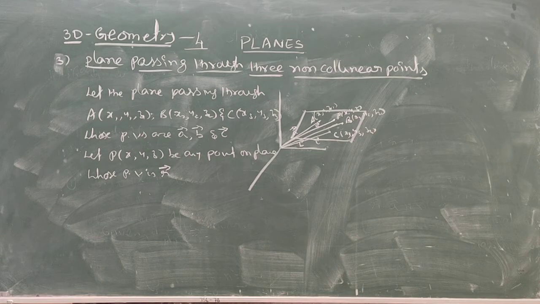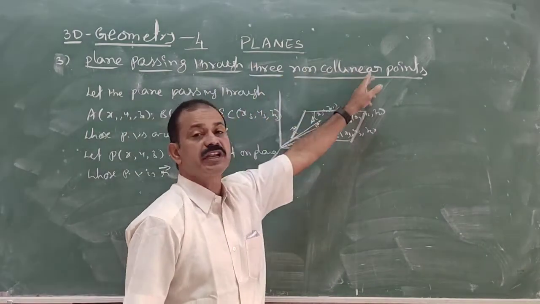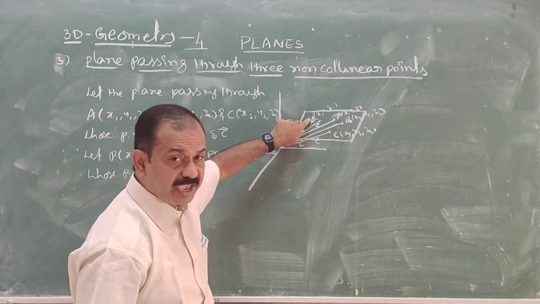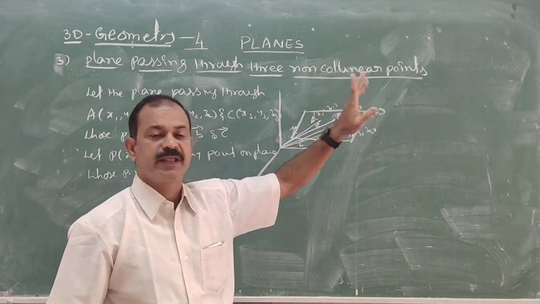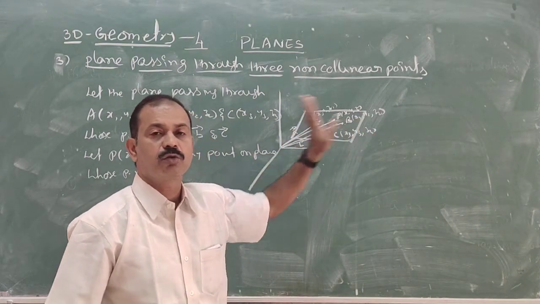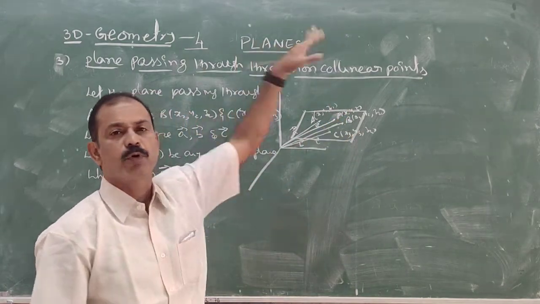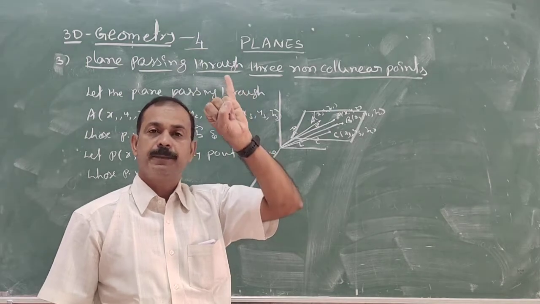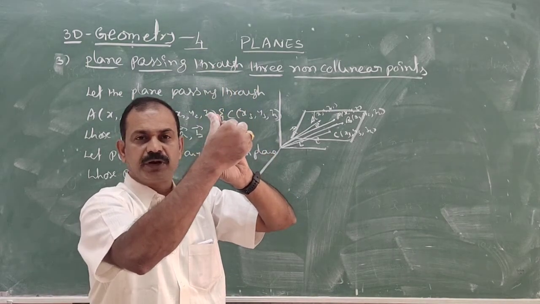Now let me see the third concept, that is a plane passing through three non-collinear points. So now you can see here A, B, C. They are not lying on the same line. So I have taken care of that. A, B, C, three non-collinear points I have taken. P of x, y, z is any point in the plane. Now for a plane, what is required? A point it passes through and a perpendicular vector. These two are the main important things.